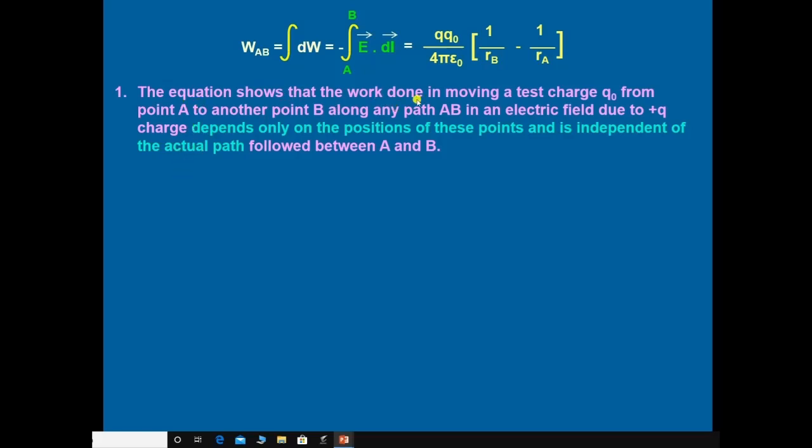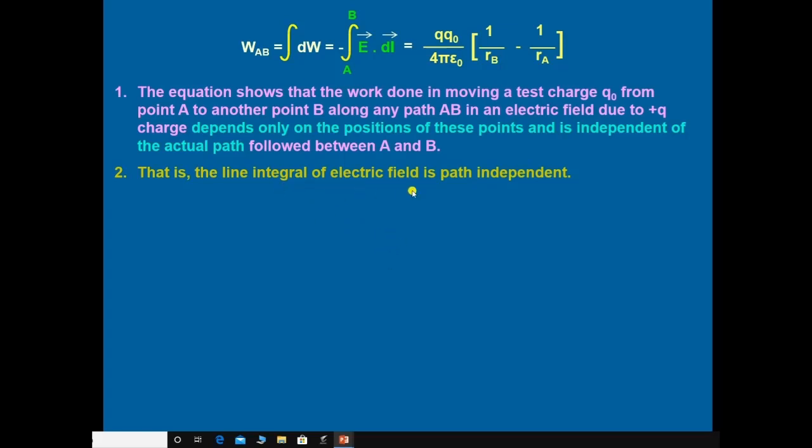This equation shows that the work done in moving a test charge Q naught from point A to another point B along the path AB in the electric field due to the positive charge Q, situated at the center of the coordinate axes, depends only upon the position of these points and is independent of the actual path. See here, it depends upon RA and RB, the positions, and only on RA and RB. That means it is independent of the path followed. In between, the path may be different, but the dependency is on the initial and final positions.